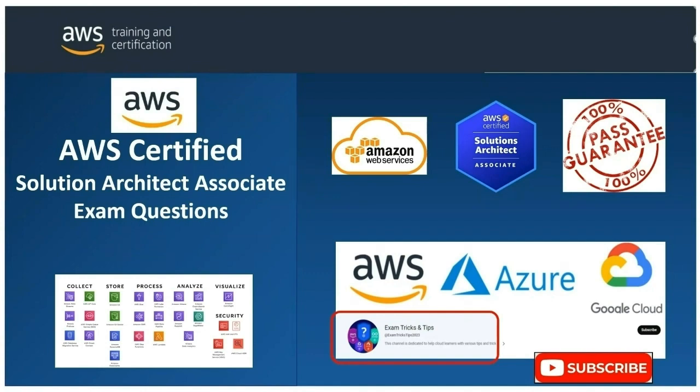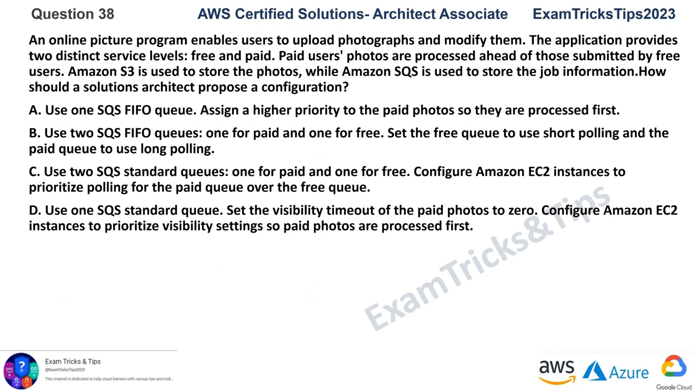Question number 38. An online picture program enables users to upload photographs and modify them. The application provides two distinct service levels, free and paid. Paid users' photos are processed ahead of those submitted by free users. Amazon S3 is used to store the photos while SQS is used to store the job information. How should a solutions architect propose a configuration?